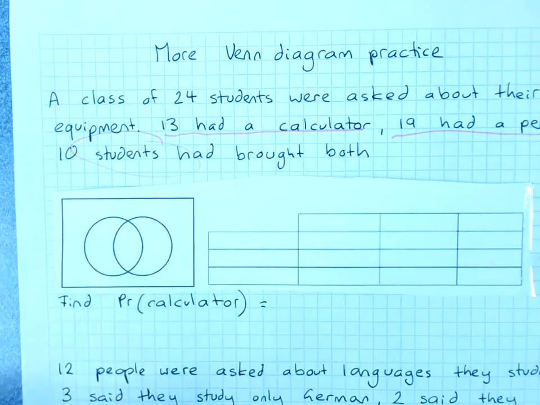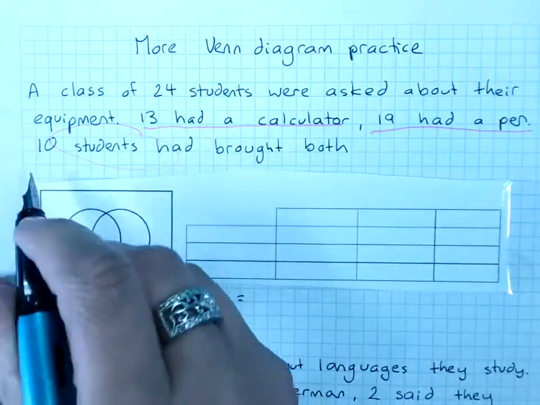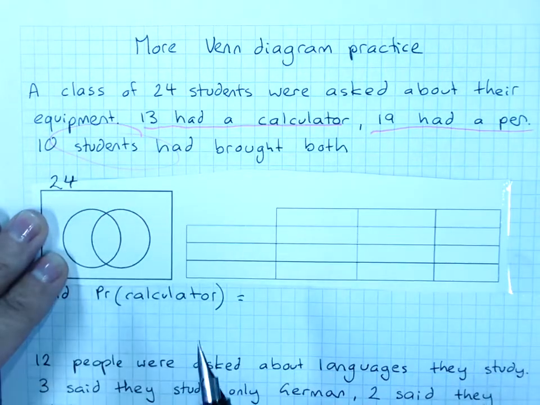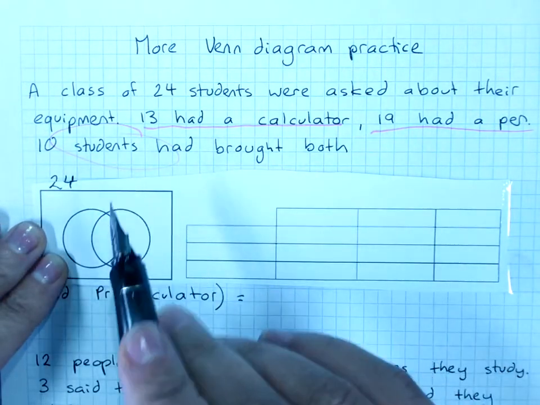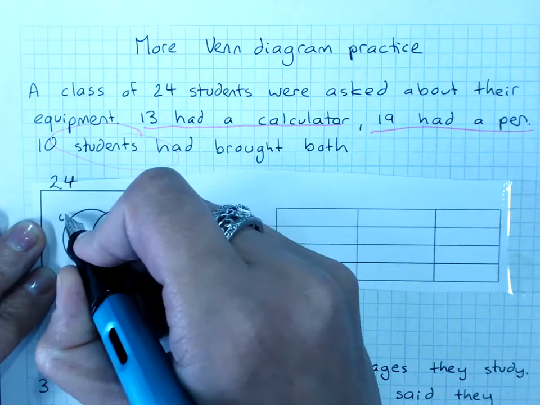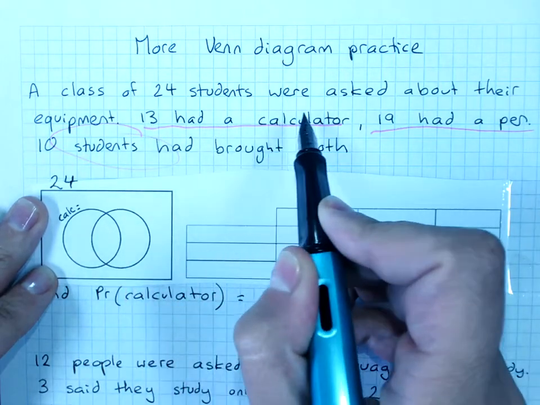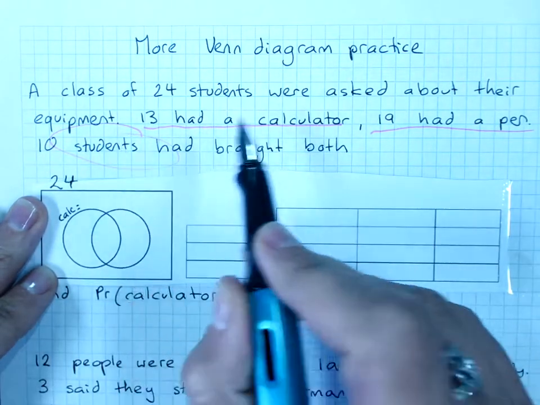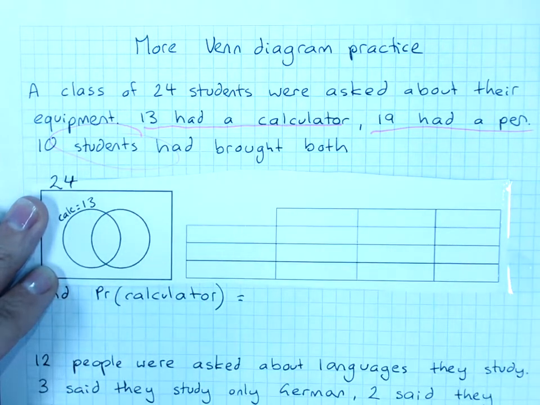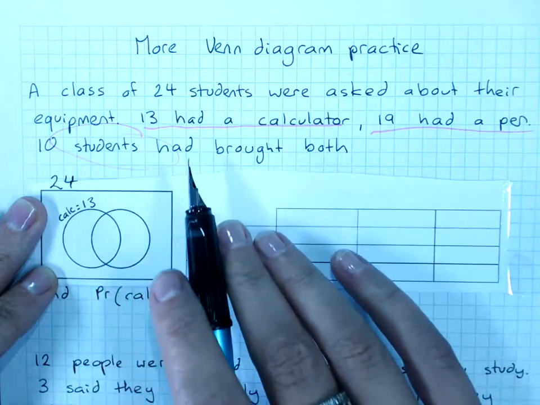So, when you're starting your Venn diagram, if you've got your total, put that in first. Then, label your circles. This circle gets everyone who had a calculator. 13 people had a calculator, that's in total, because we didn't say it was only. So that's like I say, hands up if you've got a calculator. 13 people put their hands up.